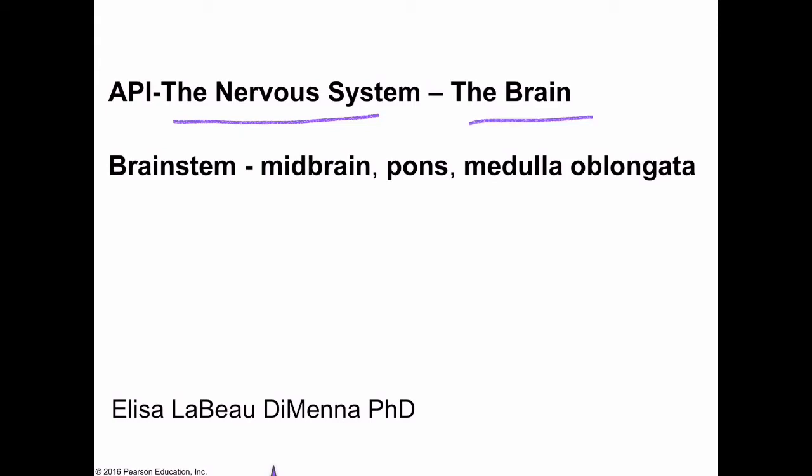We're talking about the brain. I am Elisa, and we are going to get into a little bit more of the brain stem, the midbrain, the pons, and medulla oblongata.